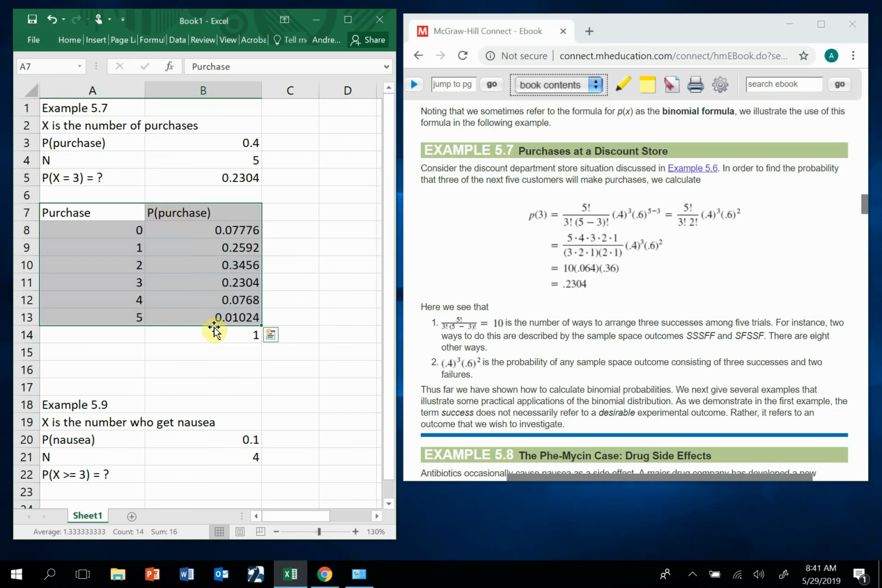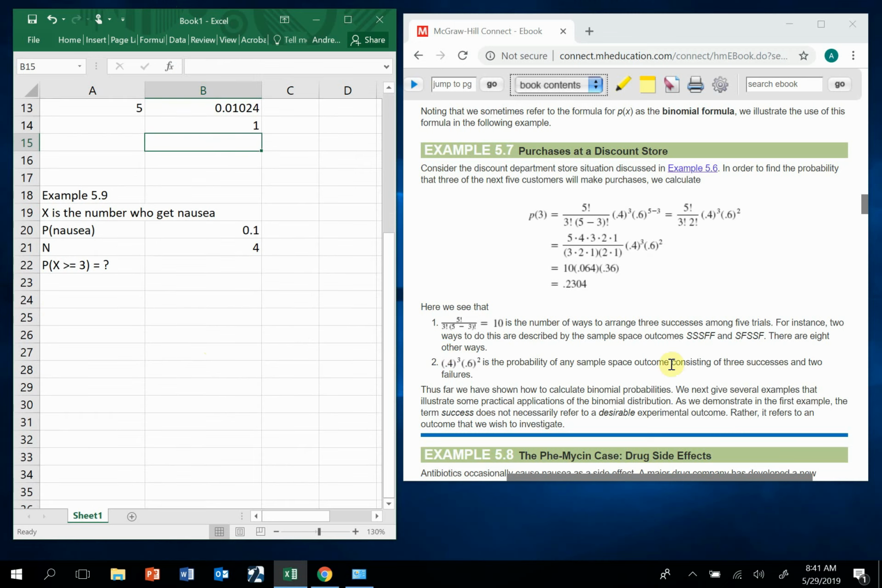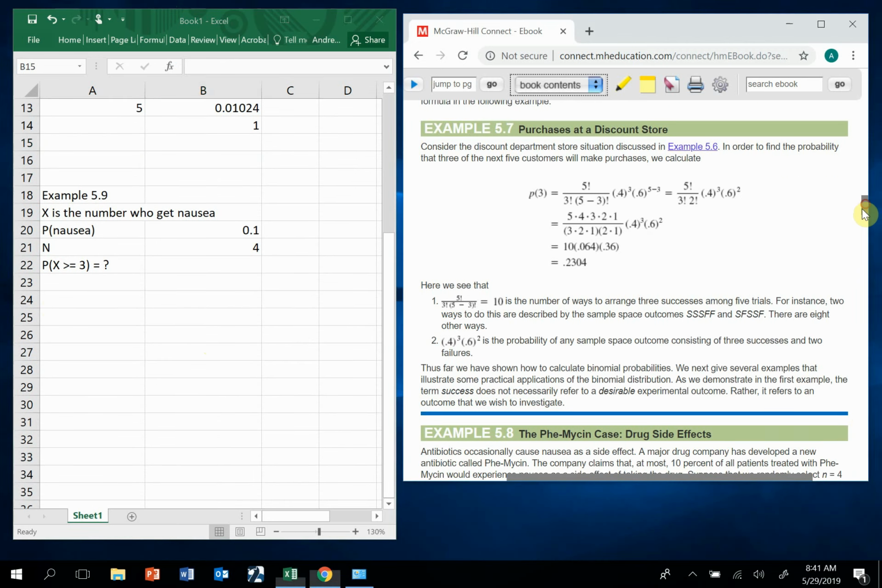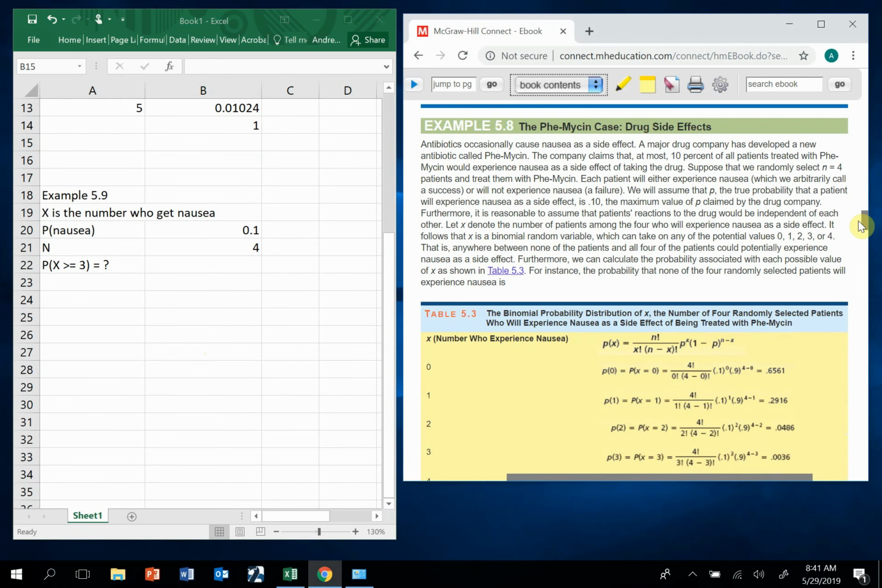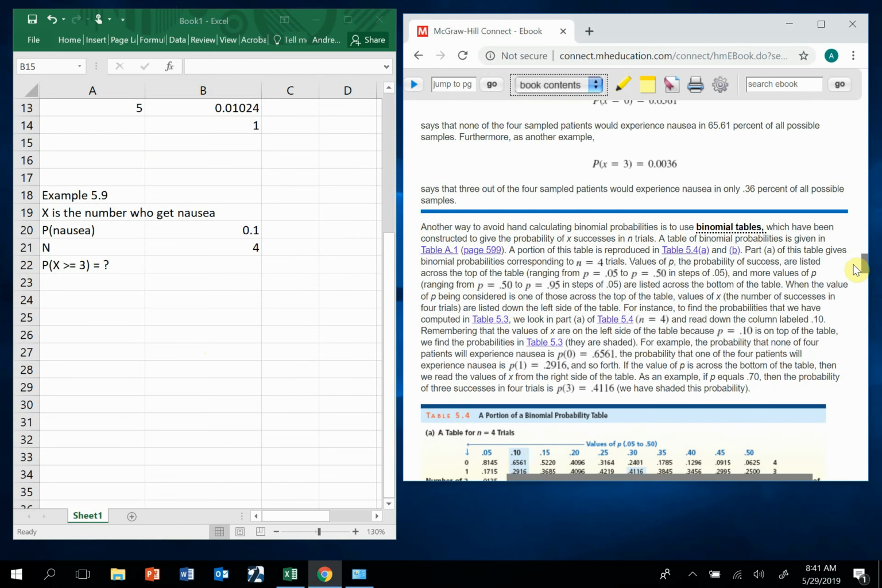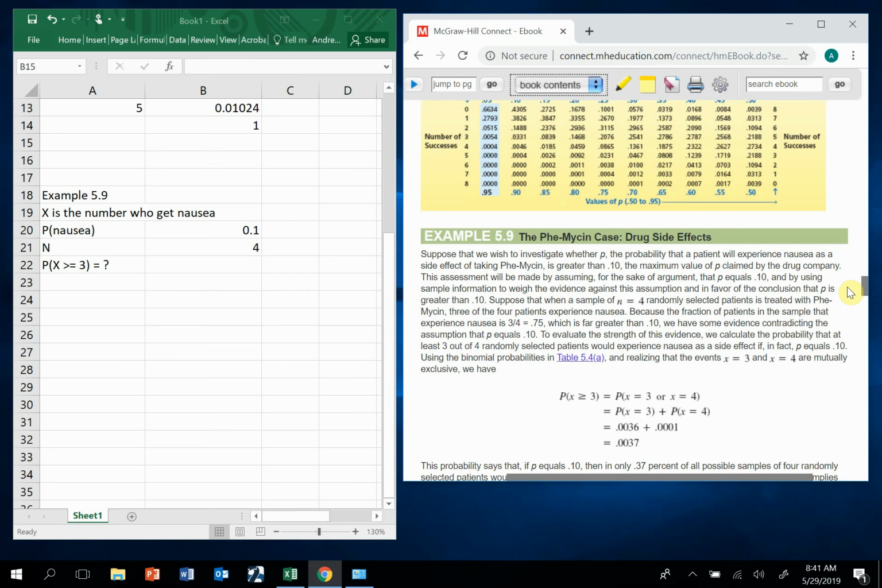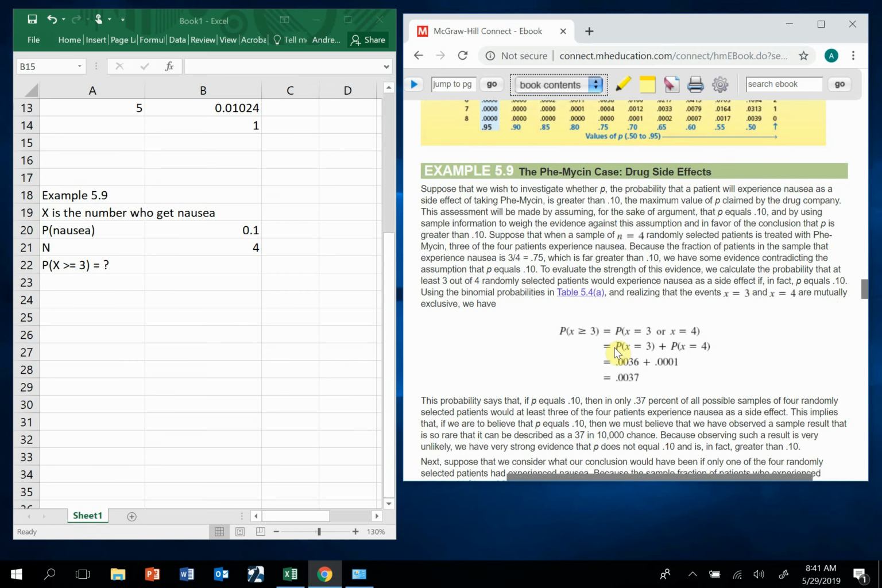That's what that is. Okay, let's do example 5.9. Excuse me, 5.8. Is it 5.8 or 5.9? Yeah, 5.9. And what I want to know is find the probability that x is greater than or equal to 3. See that one right there? There's a couple of ways to do this one, greater than or equal to 3. We can do this by finding the probability that x is equal to 3 and the probability that x is equal to 4.